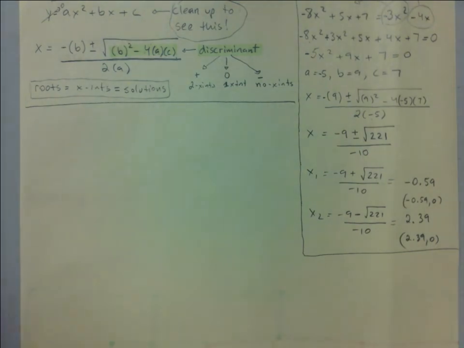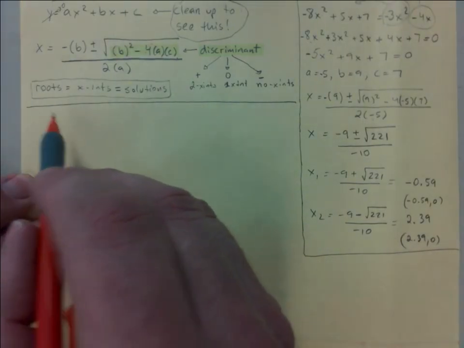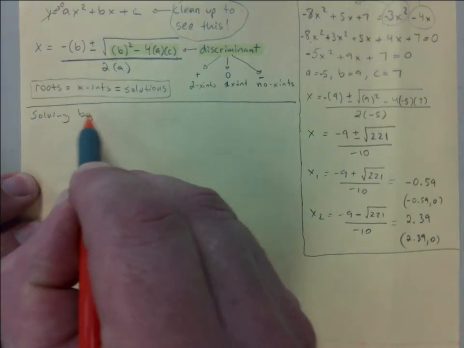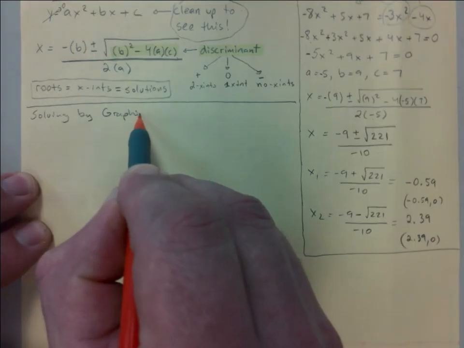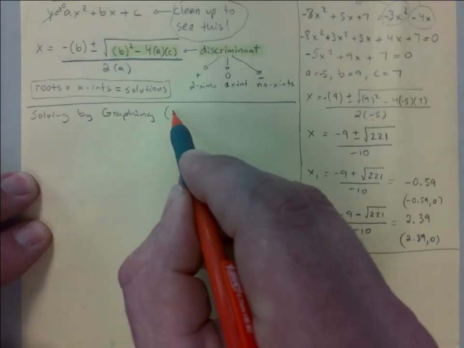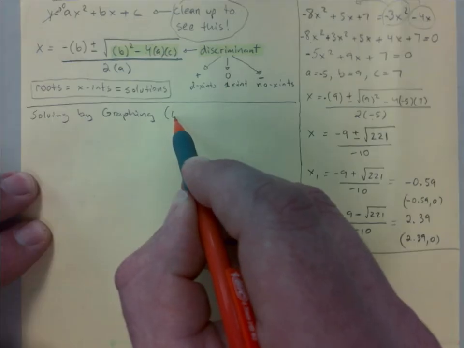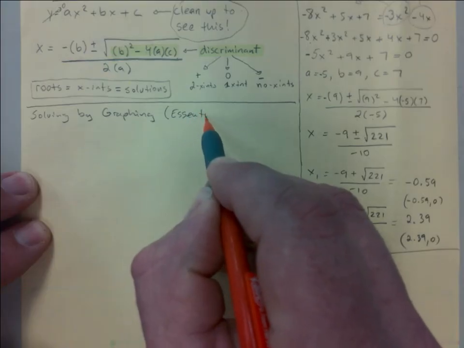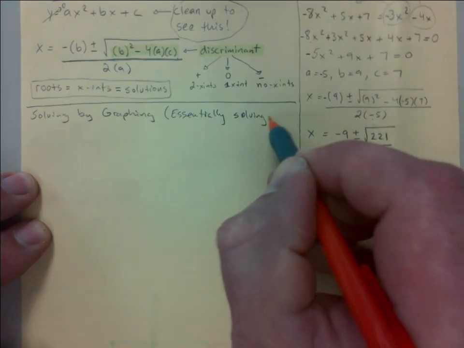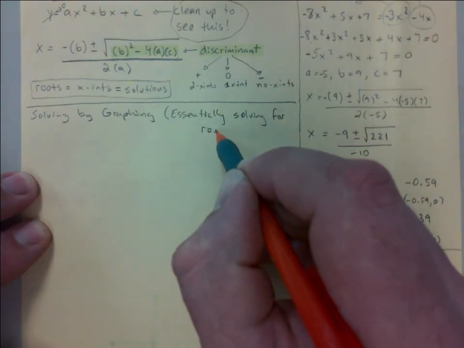So you can do this right on your study sheet. You can find any space in your booklet. If it's blank, chances are we're not going to use it. But I'm just going to say solving by graphing, essentially solving for roots.